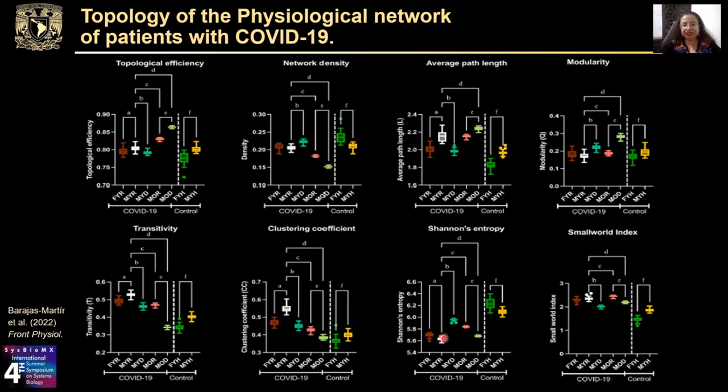The Shannon entropy is strongly less for the people with the disease than for healthy people. This is expected. If you have less complexity of your system, if you have less probability to transmit information, to process information, then you are in a strong disease. And this is the small world index that is also changed in these patients.